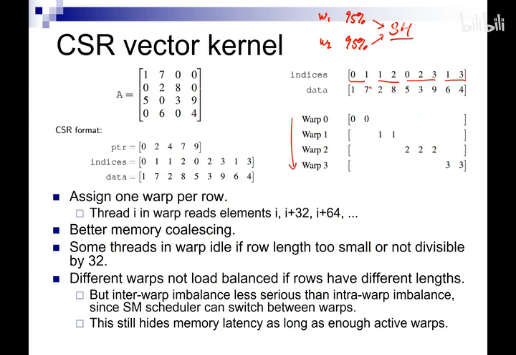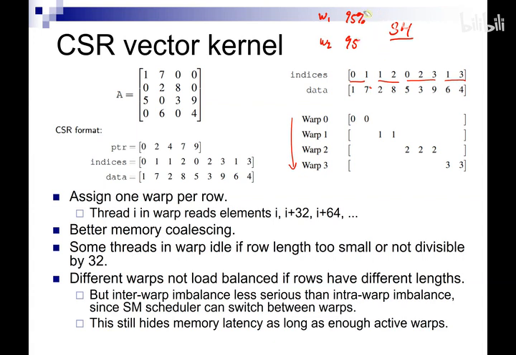All right. So this is to show that intra-warp load imbalance is very bad. Now I want to show that inter-warp load imbalance is not so bad. That means that if you have one warp which is much larger than a different warp, this is kind of bad, but it's not so bad.